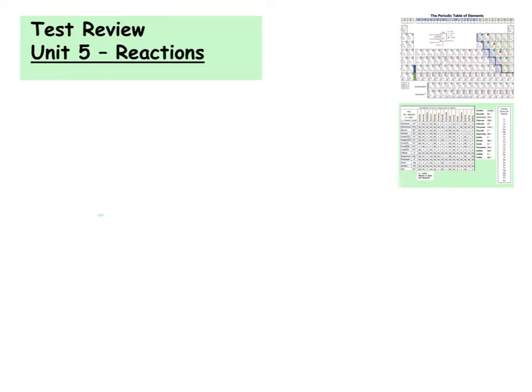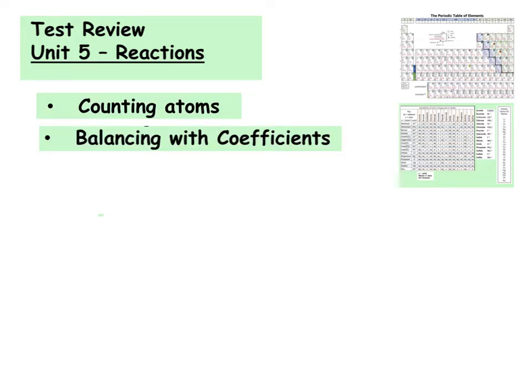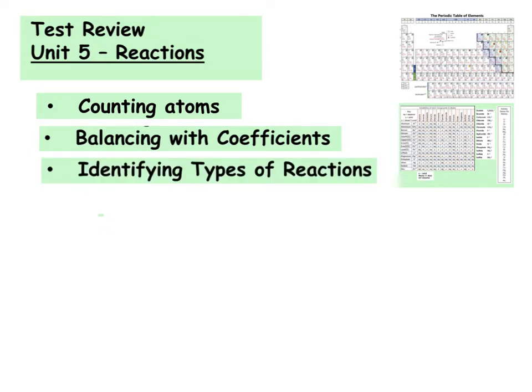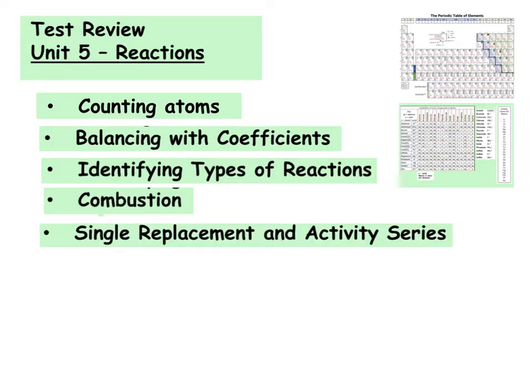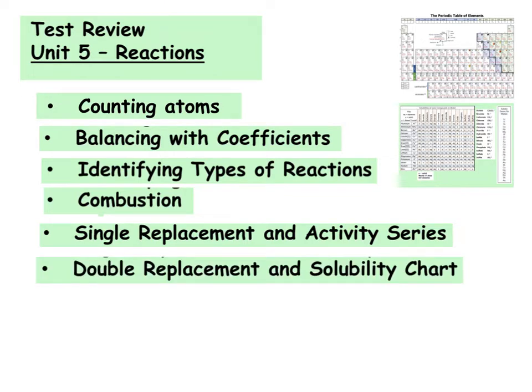Okay, let's do a little review for the Unit 5 test on chemical reactions. Now, this test is going to include counting atoms, balancing equations with coefficients, identifying types of reactions, special considerations for combustion reactions, single replacement and the activity series, and double replacement and the solubility chart.